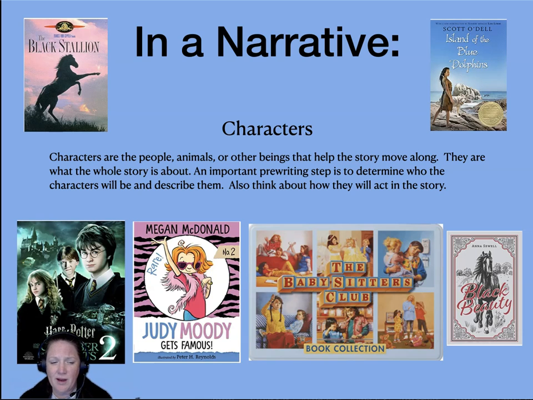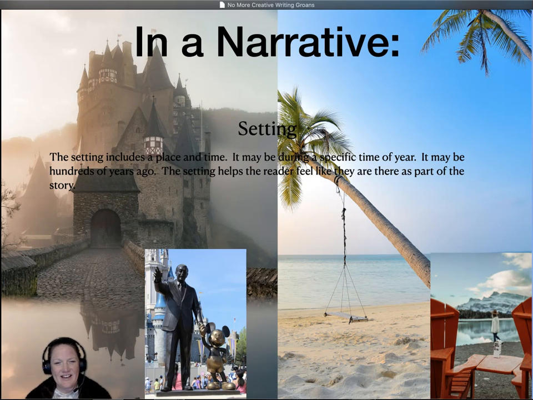Maybe some of these books here you have read before. There's Harry Potter. Up at the top is The Black Stallion, Judy Moody, The Babysitter's Club, Black Beauty, Island of the Blue Dolphins. All have different characters. Black Beauty actually has the animal as a character. Black Beauty is a horse, and so is the Black Stallion. Black Stallion also has a little boy that's a character. In the Island of the Blue Dolphins, it's a young girl. Anyway, think about these characters in these stories. Are they strong? Are they courageous? Are they problem solvers? Are they funny? Are they serious?